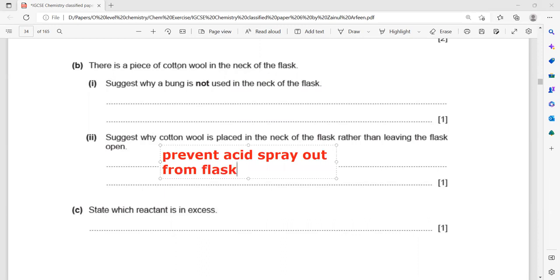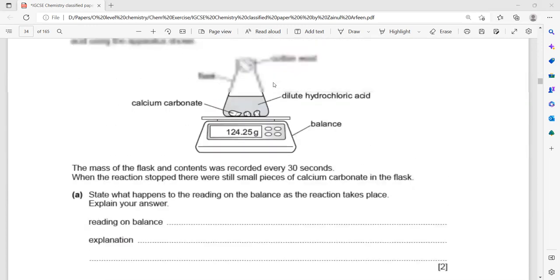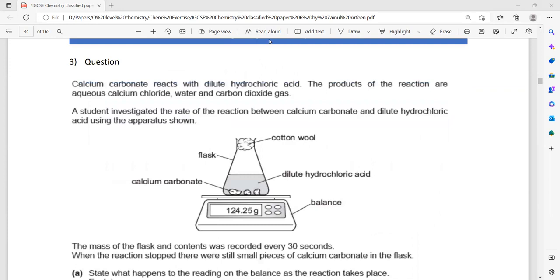Which reactant is in excess? Calcium carbonate. So calcium carbonate is in excess, because some is left after the reaction. When the reaction is measured, small pieces are left. So calcium carbonate is in excess.